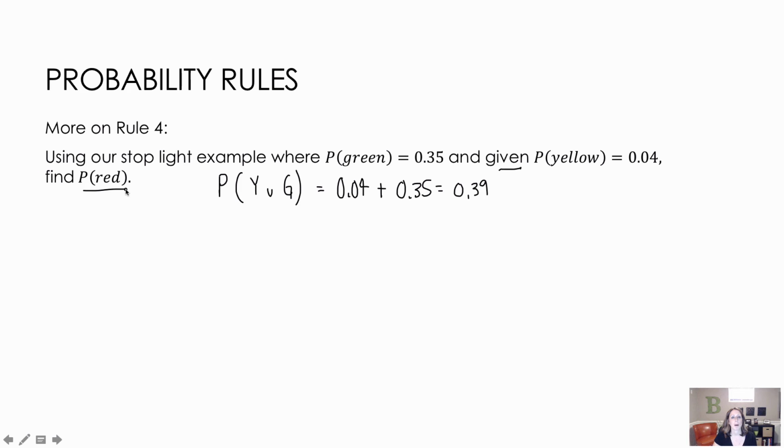Now I want to find the probability of red, so this is where the complement rule comes in. I know that there are only 3 options. There's red, yellow, and green. If there's more than that, then there's something wrong with the light, I think.